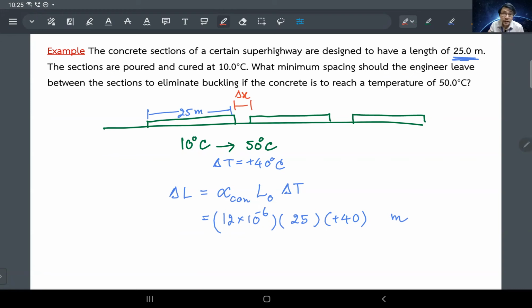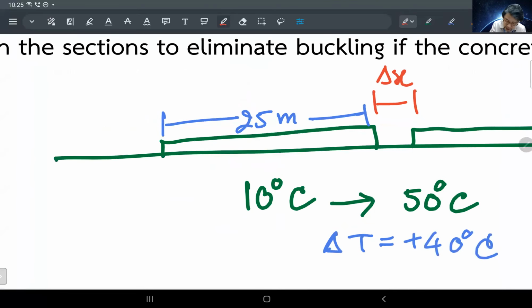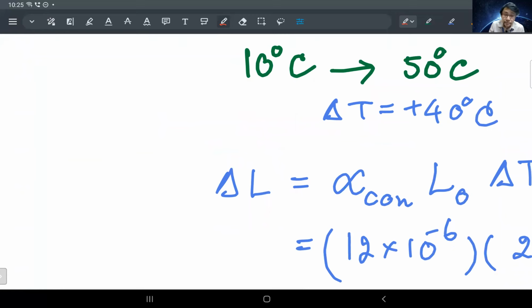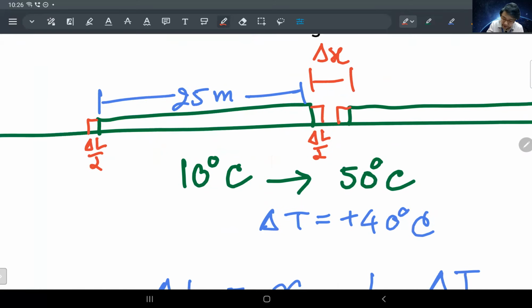Because right now we care only about its length along the surface of the road. So to be fair, the delta L should actually split half on both sides. Agree with me? Sort of, yeah. Even though you know that the delta L is going to be this much, in reality it's probably going to expand on both sides. So let's think of it like it's going to expand delta L over 2 on both sides. Okay. And each piece of the concrete will do the same, delta L over 2 on both sides, like this.